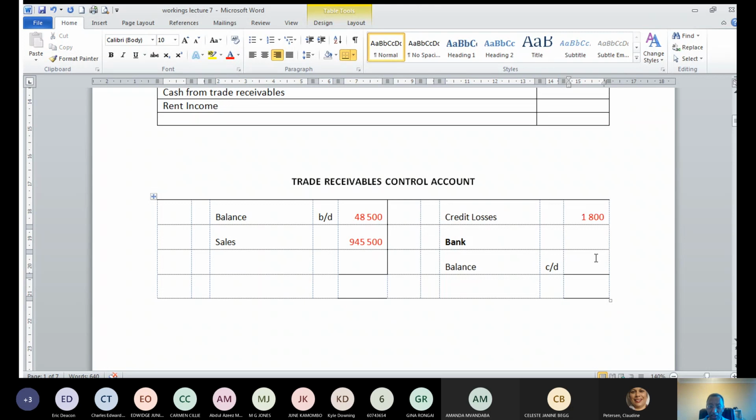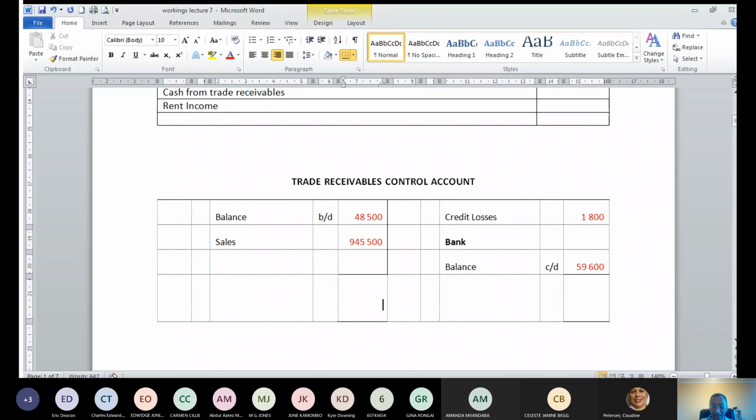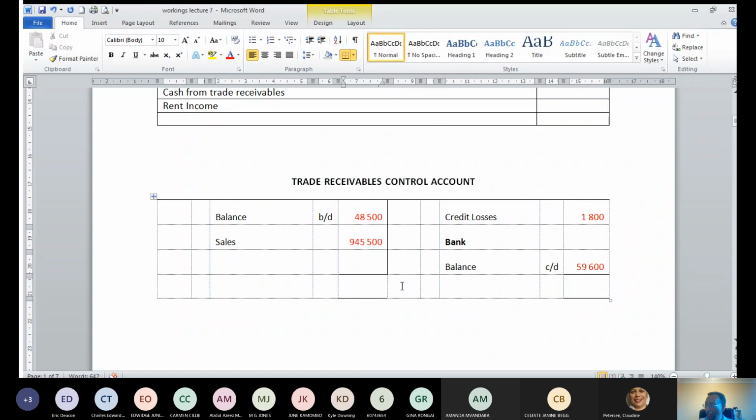The balance is the closing balance of your trade receivables control account, which is an amount of 59,600 rand. We will balance this account now. And if we balance this account now, you will have on your debit the 48,500.